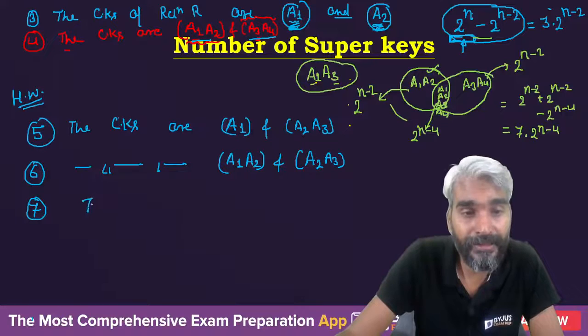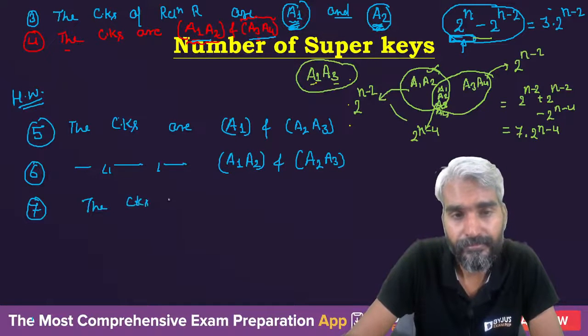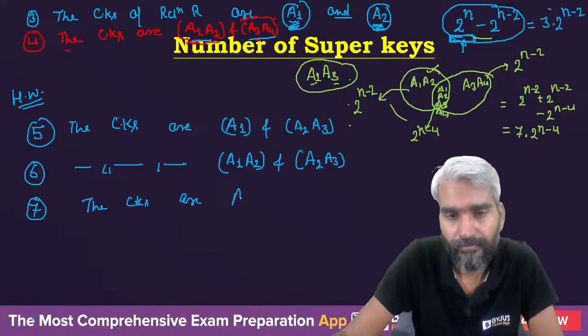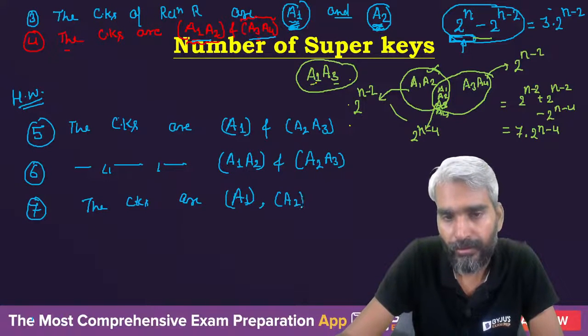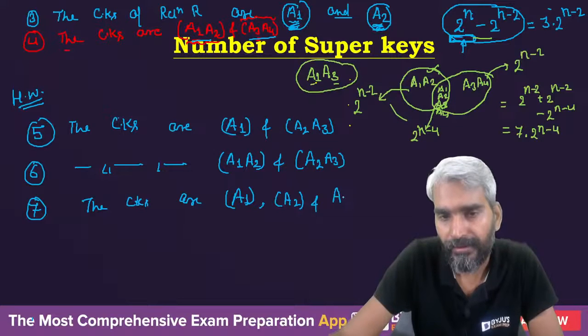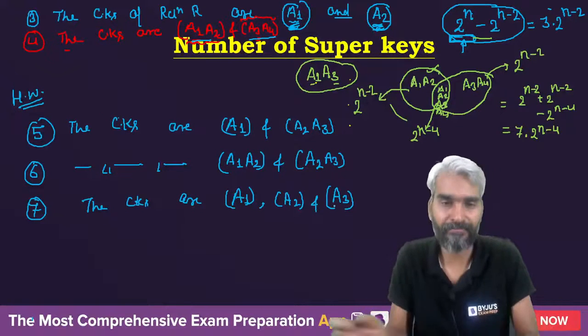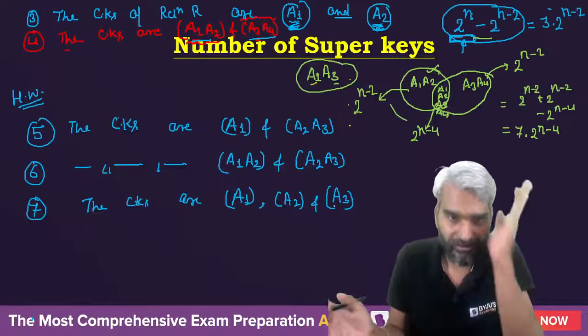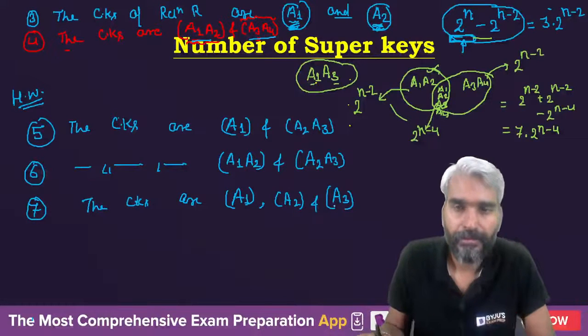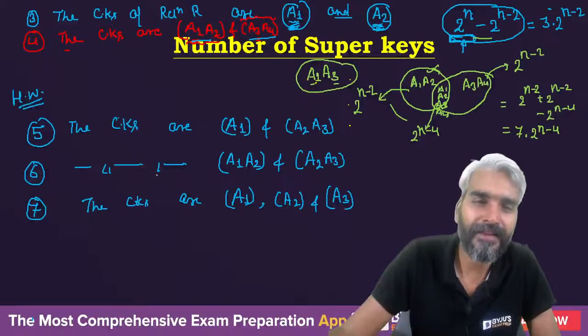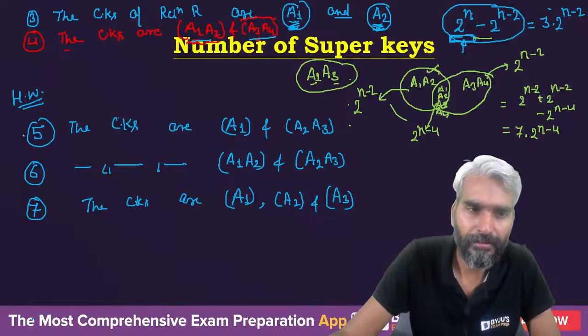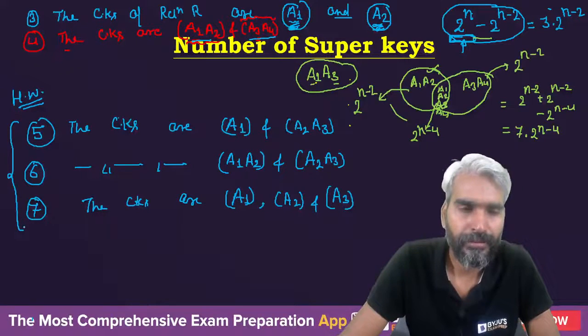The candidate keys are A1, A2 and A3. So there are three candidate keys this time. Got the idea? So just try calculating these three questions.